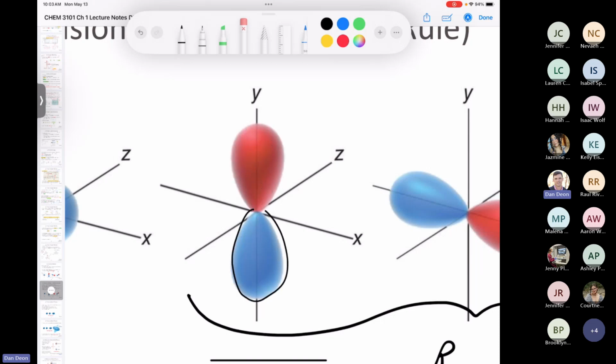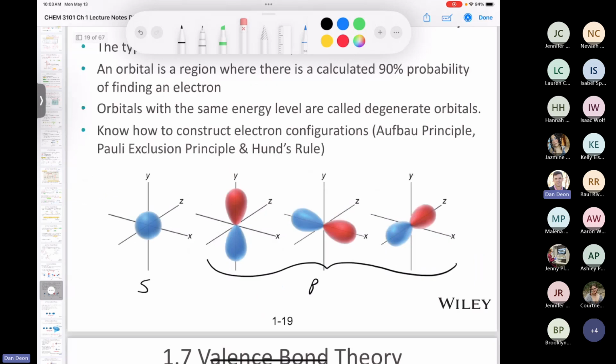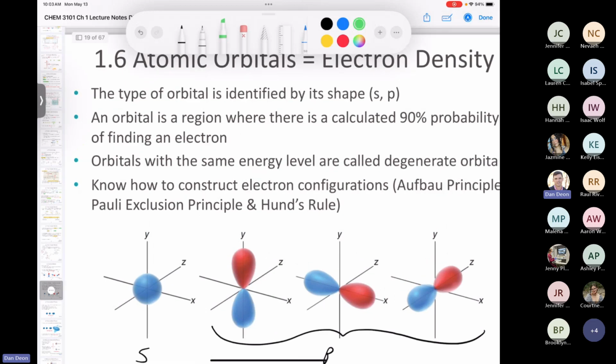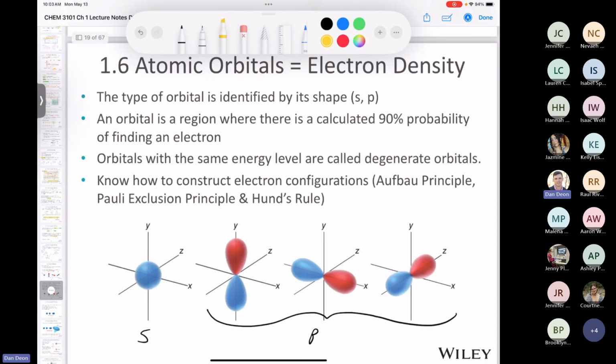So that's where the electron is 90% of the time. When we have orbitals that have the same energy, we say that they are degenerate. Doesn't mean they've committed a crime or anything. Again, same energy means degenerate, okay? Those two words are identical in chemistry. Same energy and degenerate, they mean the same thing.